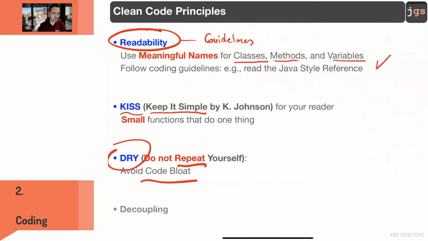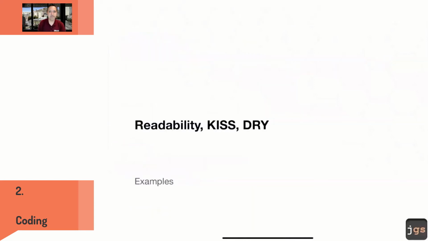Something that you can do in your project. It should not be so hard. Let's review examples. Examples, and you can help me to grade some projects and tell me if your classmates are using or not readability, KISS, and DRY. And hopefully you do not make the same mistakes.